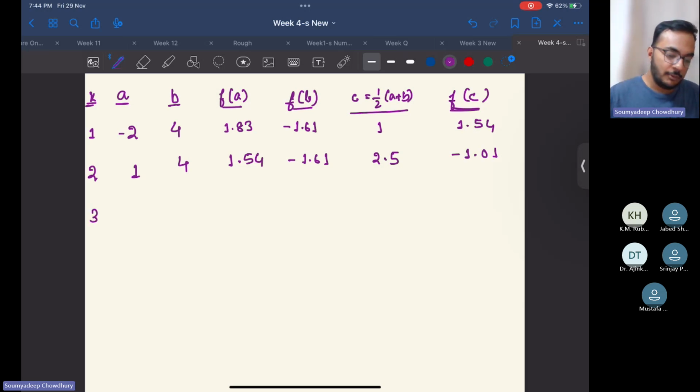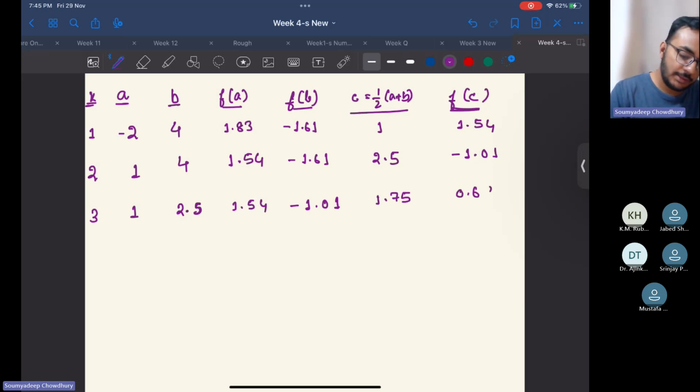So in the third step, since this f of c is less than 0, your a will remain the same and b will change to 2.5. And f of a will again remain the same, 1.54, and f of 2.5 is minus 1.01. So c is the midpoint of 1 and 2.5, so it is basically 1.75, and f of c is 0.68, rather 0.69. We will round off to two places.